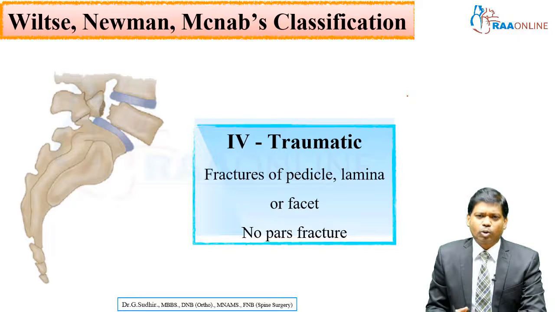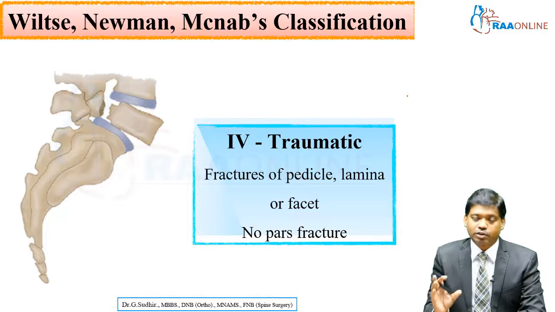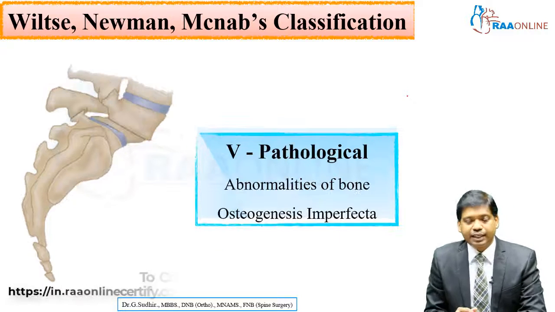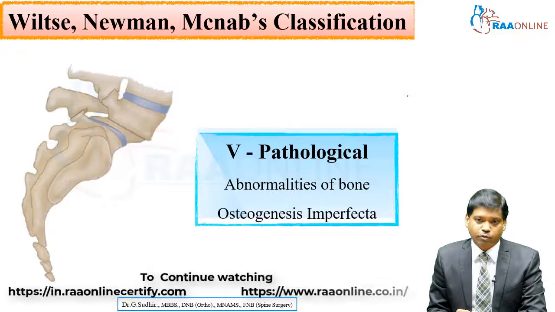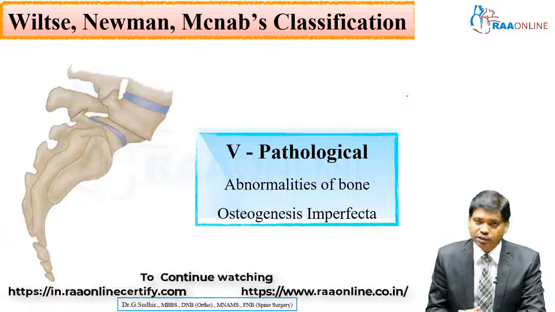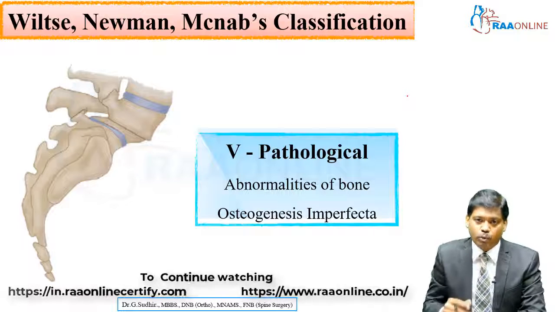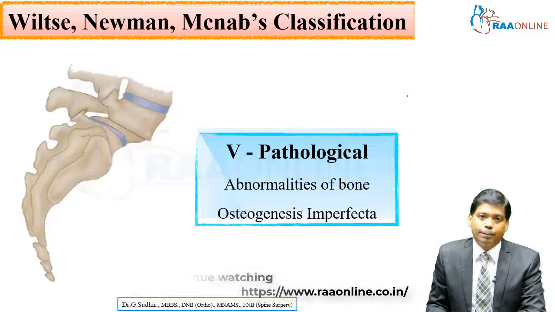The next type is the traumatic type of listhesis, which is not very common. It's quite a rare phenomenon, which may be because of fractures of the pedicle, lamina or facet. It is not because of fracture of the pars. Whenever there is a pars fracture, it becomes type 2. And type 5 is the pathological type of listhesis. Whenever there are abnormalities of bone like osteogenesis imperfecta or any other bony pathology, it falls under the pathological type.